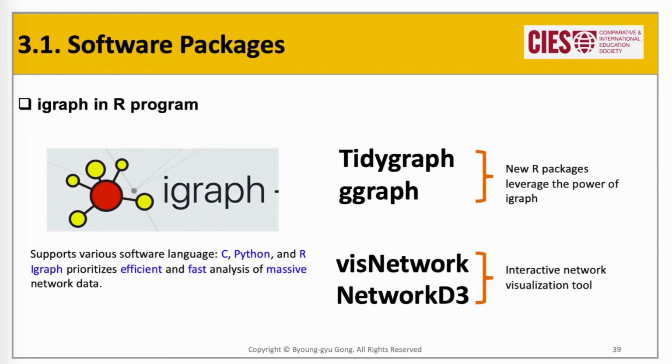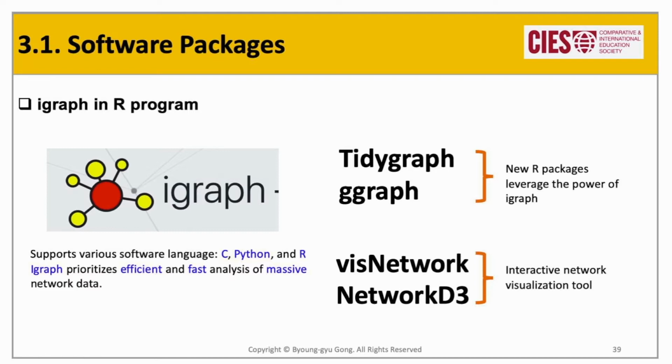In this practice session for the network analysis and visualization, we'll primarily use the igraph package in R program. igraph is a network analysis package available across various computer languages, such as C, Python, and R. It is specialized for efficient and fast analysis of massive network data.